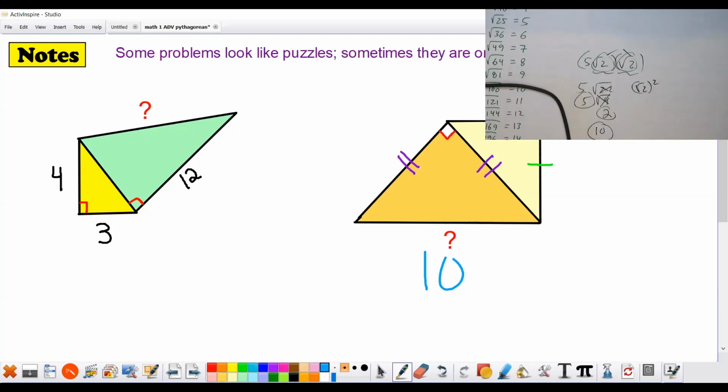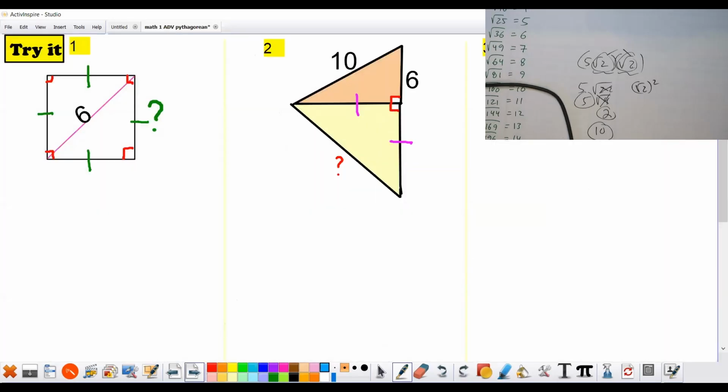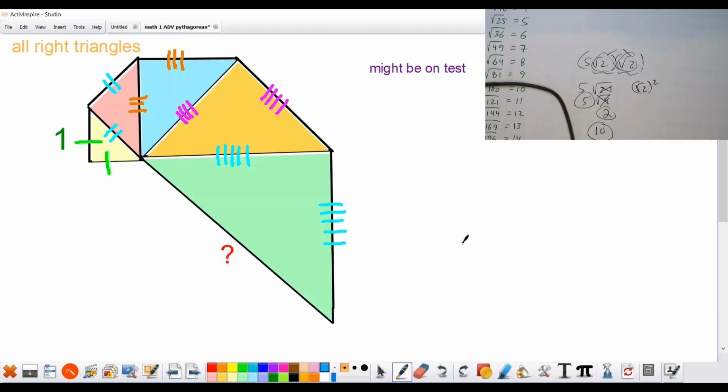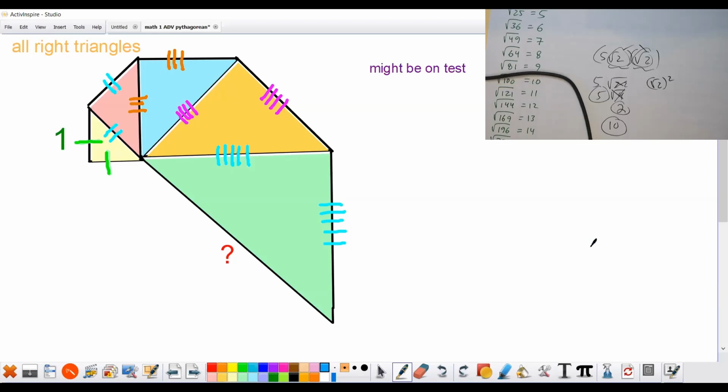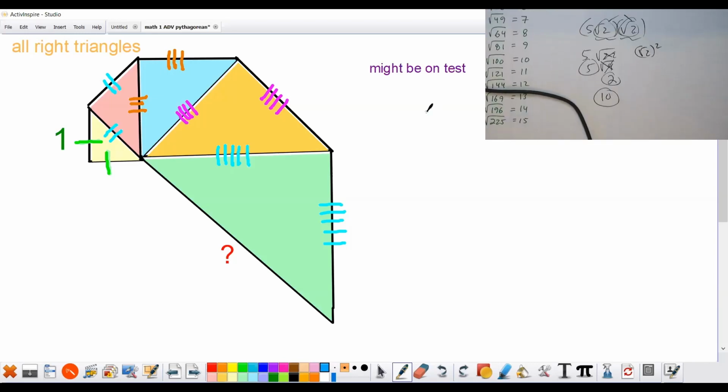Okay, let's give you another one. I'm going to skip some of these. How about this one? I put might be on test. Well, if we had more time, I'd put some there. Could you work your way all the way around to that? I'm going to pause it and let you think about it.